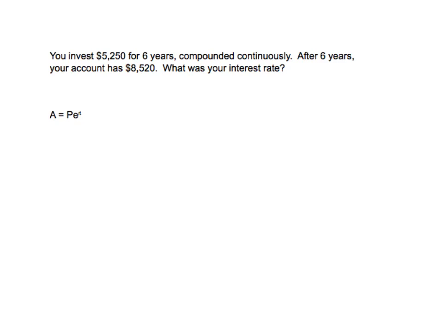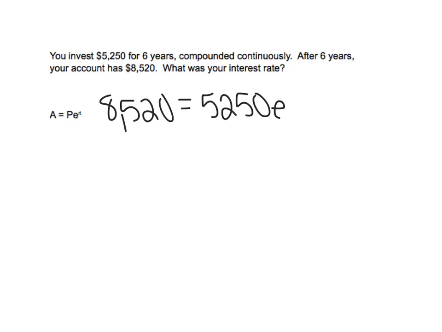Okay, this problem is very similar to the last one. This time we invested $5,250 for 6 years, compounded continuously, and we ended up with $8,520, and we want to know what our interest rate was. So the amount that we ended up with was $8,520. Our initial investment was $5,250, e to the r times t, so we'd have 6r. Again, we don't want to have that coefficient, so we're going to divide out the 5,250 on both sides.